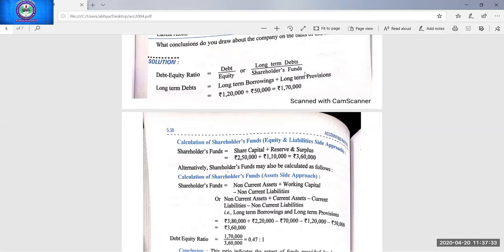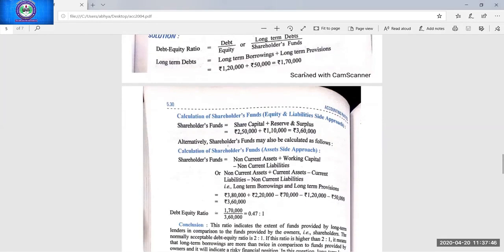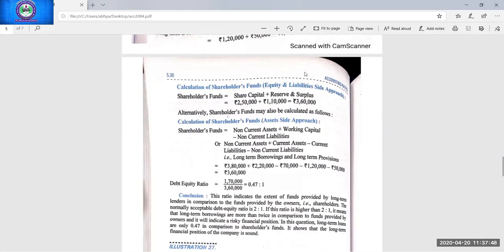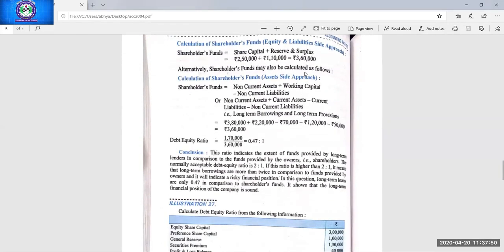It means debt is only 0.47 times of equity. It means equity is more than debt. So their funds are safe in that company. So lenders are safe. Next question.